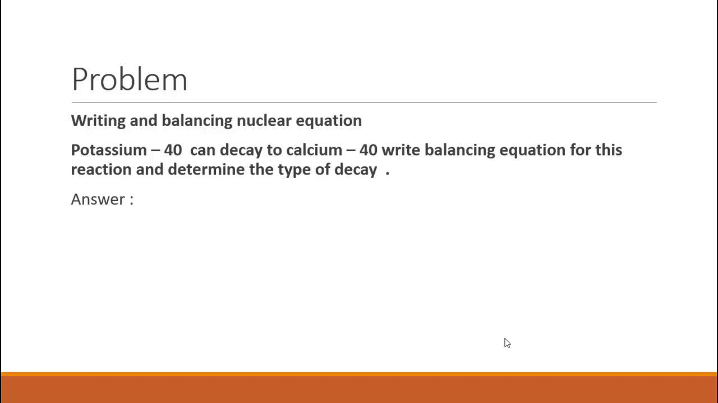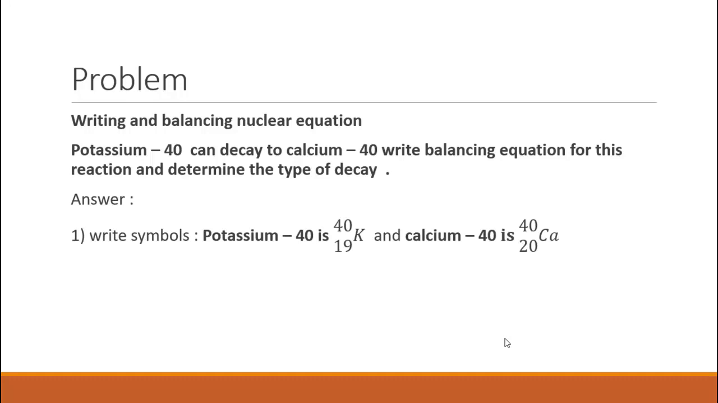So how can we determine and write the balanced nuclear equation? First, we will write the symbols of the two elements, potassium-40 and calcium-40. So here, potassium-40 with atomic number 19 and calcium-40 with atomic number 20. So what will happen here? This changes to this one. What's the difference? The mass number is the same, but the difference is in the atomic number. What's the type of radiation that affects only the atomic number? That's right, beta radiation. And it also increases the atomic number by 1. So we know that here the type of radiation will be beta.